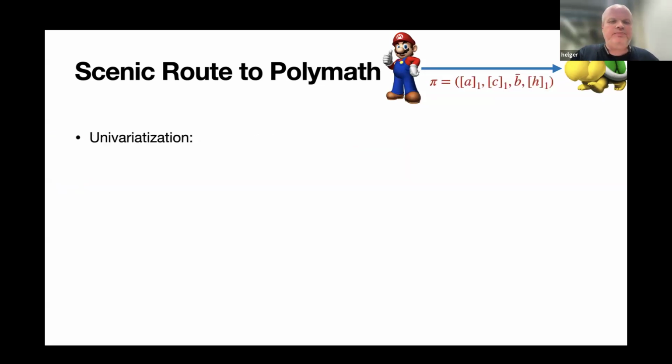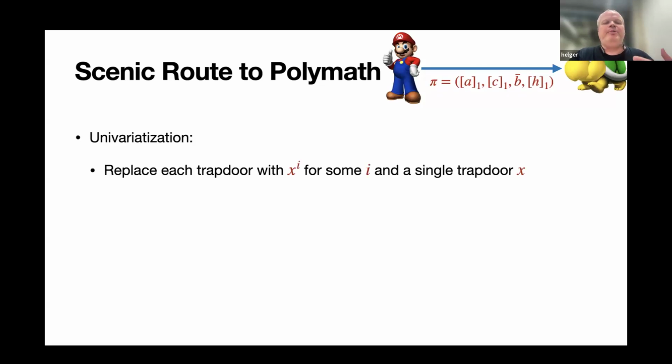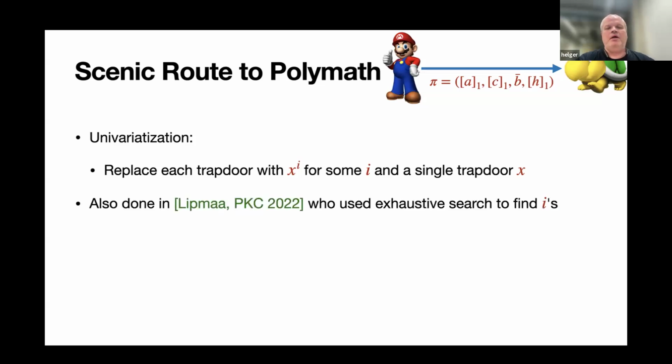So the next step to do is univariatization, where we basically replace each trapdoor with a power of a single trapdoor, x. That's the first idea. So i is a small integer and x is a single trapdoor. So each trapdoor is x to the i. I used the same idea in PKC 22, and in particular in that paper I used exhaustive search to find optimal i's that would give good efficiency, but still result in a sound SNARK.